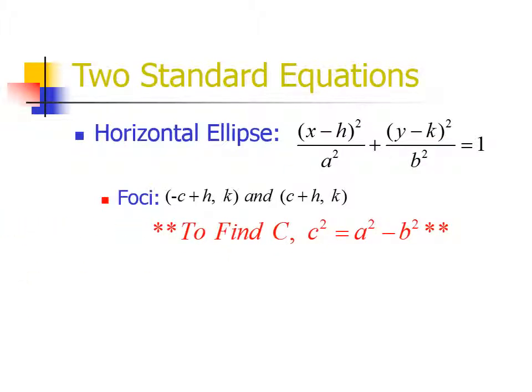You'll be able to find c by using a form of the Pythagorean theorem, c squared equals a squared minus b squared. By completing your construction exploration, you should be able to understand why that is the case.